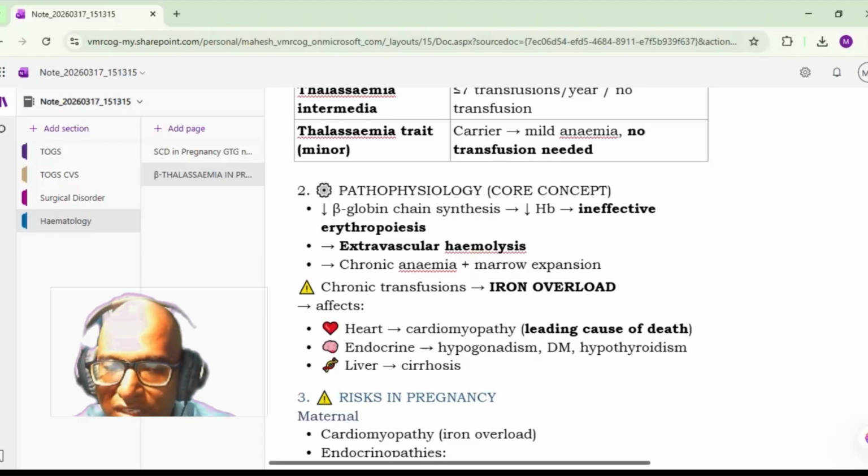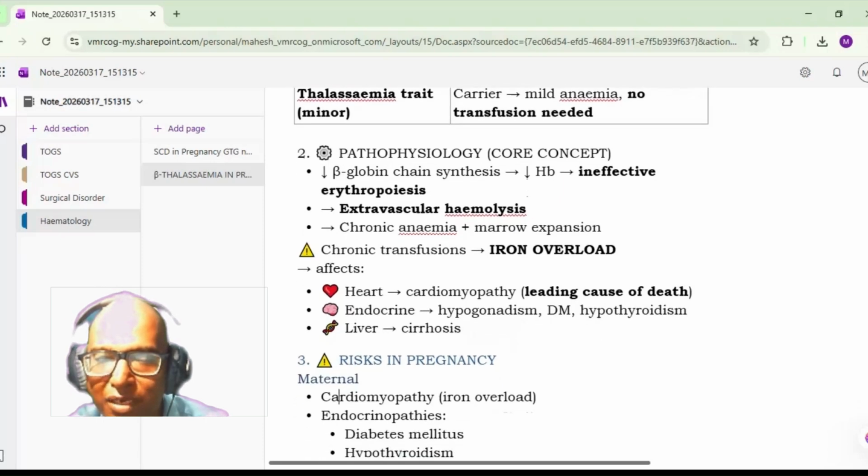In the heart there is a cardiomyopathy leading to the cause of death. One of the important causes of death in patients with thalassemia is heart failure or cardiomyopathy. Second is endocrine, leading to hypogonadism, diabetes, hypothyroidism. And in the liver it causes cirrhosis, and this is because of the iron overload. The iron gets deposited.